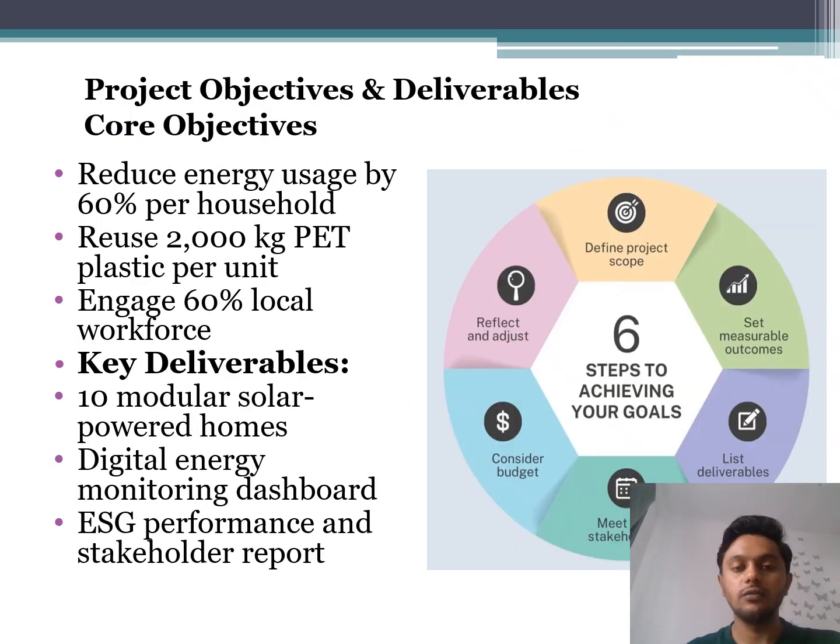The first is to reduce energy usage by 60% per household, and we will reuse around 2 tons of PET plastic per unit, while engaging 60% of the local workforce. There are 4 key deliverables in my project. One of the main ones is 10 modular power homes, the second is a digital energy monitoring dashboard, and the third is an ESG performance and stakeholder report.